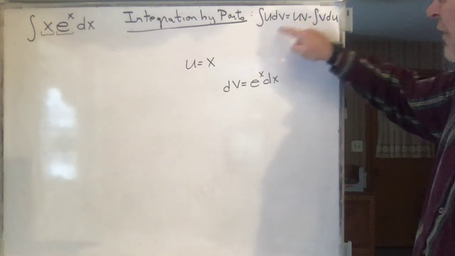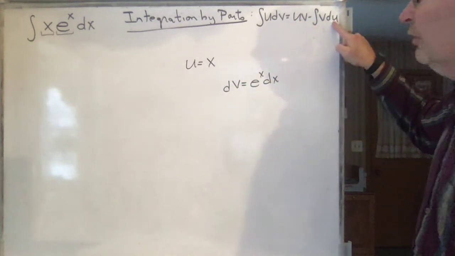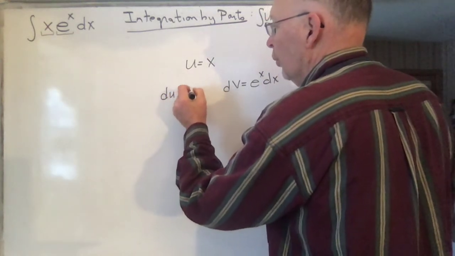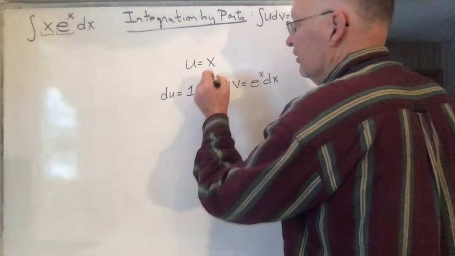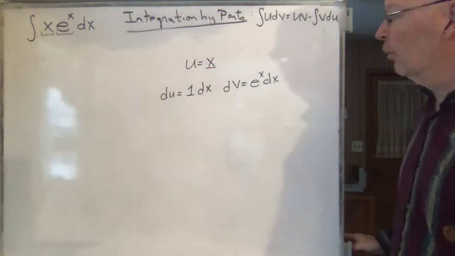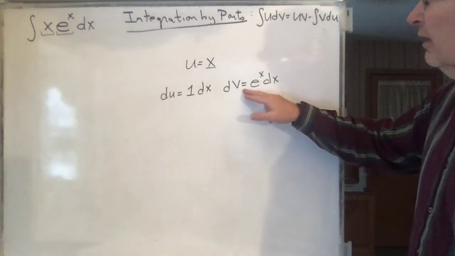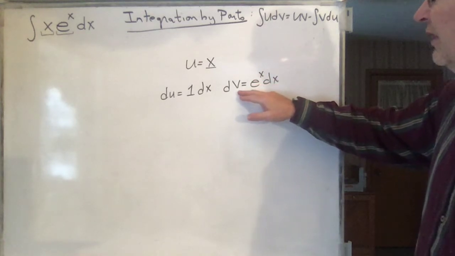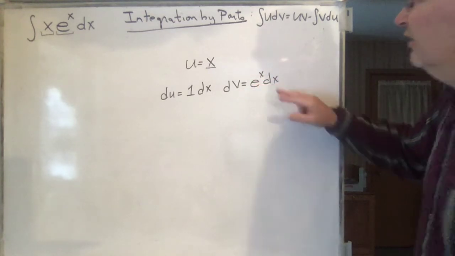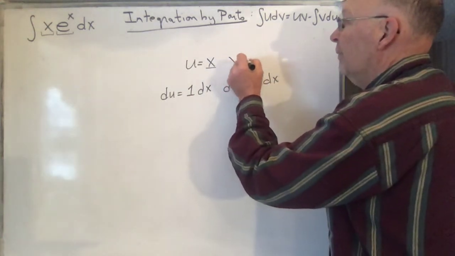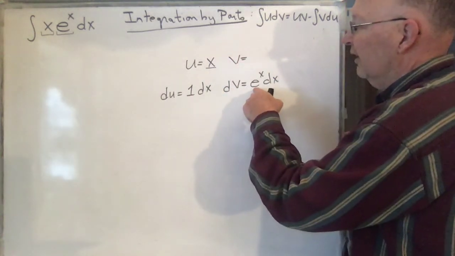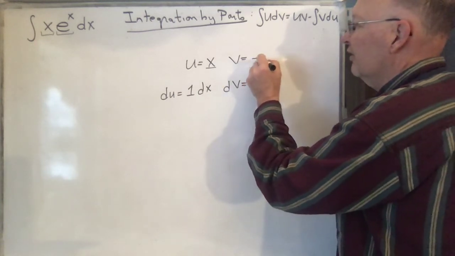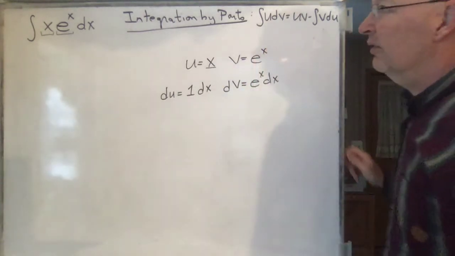If this is u, what's du going to be? Then du is going to be 1 dx. It's the derivative of that thing, which is 1 dx. And here, notice I have to take the antiderivative. If dv is equal to e to the x dx, then what would v be? It's the antiderivative of e to the x, which is easy enough. The antiderivative of e to the x is just e to the x. So you have that right there.